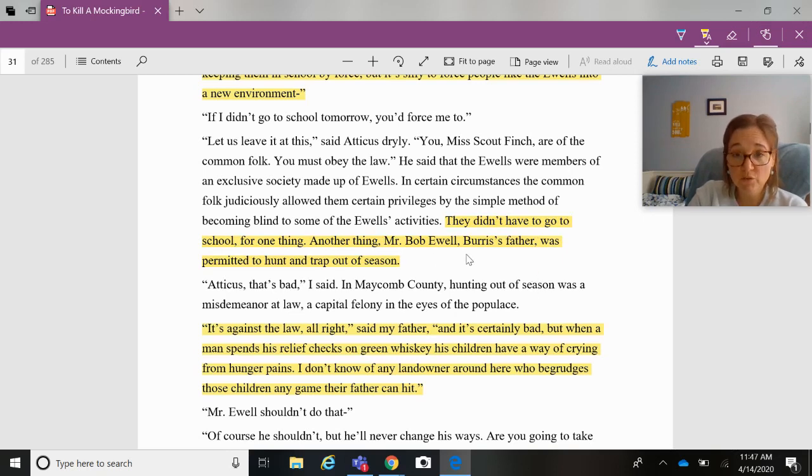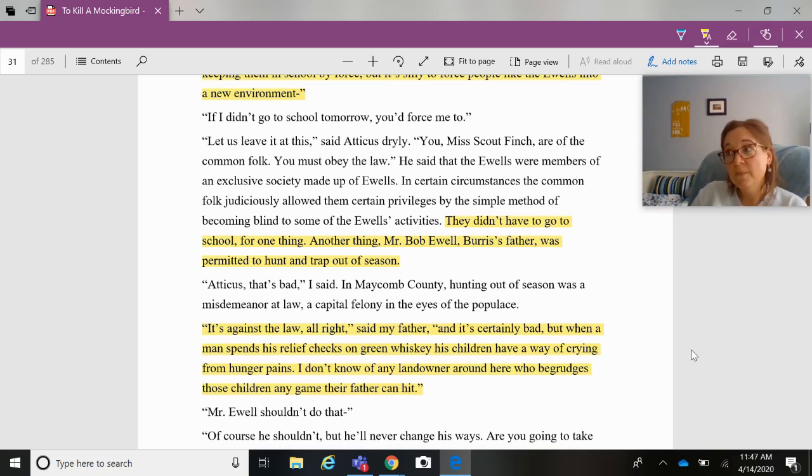Another thing, Mr. Bob Yule, Burris's father, was permitted to hunt and trap out of season. Atticus, that's bad, I said. In Maycomb County, hunting out of season was a misdemeanor at law, a capital felony in the eyes of the populace. It's against the law, all right, said my father, and it's certainly bad. But when a man spends his relief checks on green whiskey and his children have a way of crying from hunger pains, I don't know of any landowner around here who begrudges those children any game their father can hit.